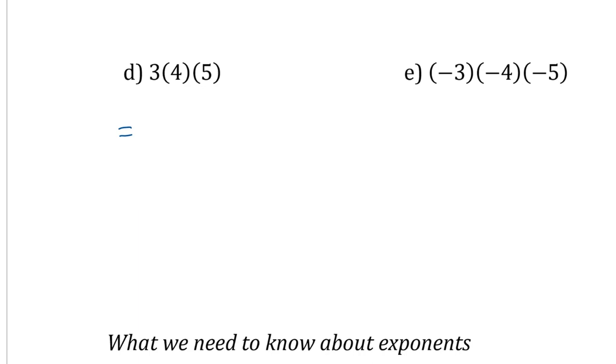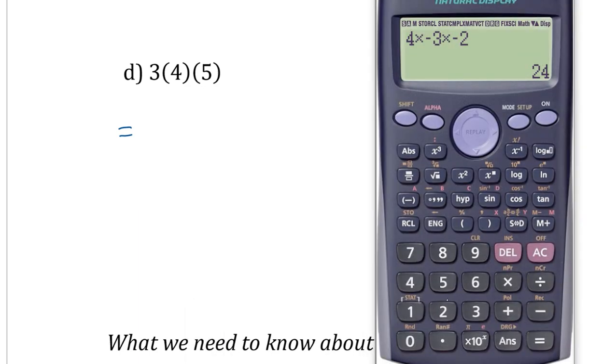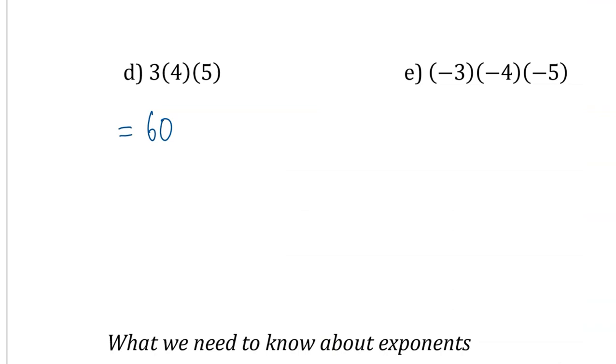3 times 4? 12. 12 times 5. Anybody know that one? That's a tricky one. Okay, good. You're going to say 60? So it is 60, but this is where maybe you go, you know what? I want to check that. Okay, 60. Or do the whole thing, 3 times 4 times 5.